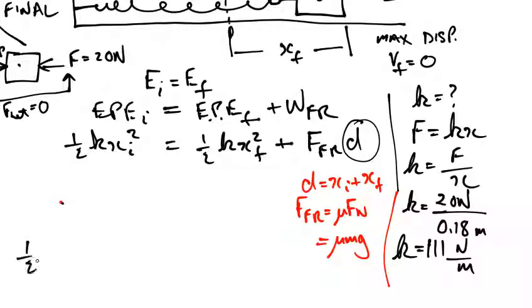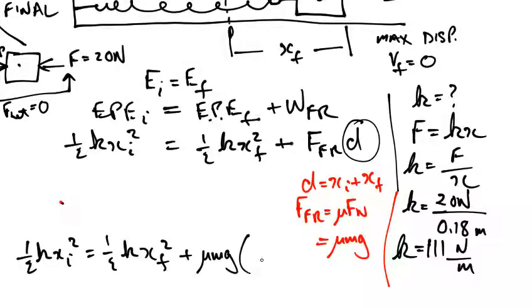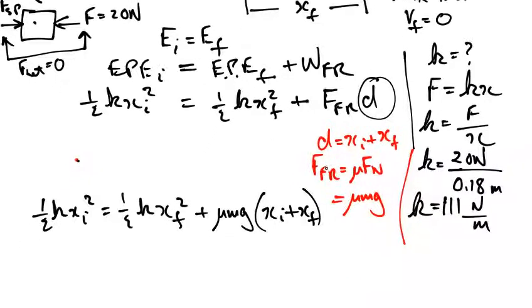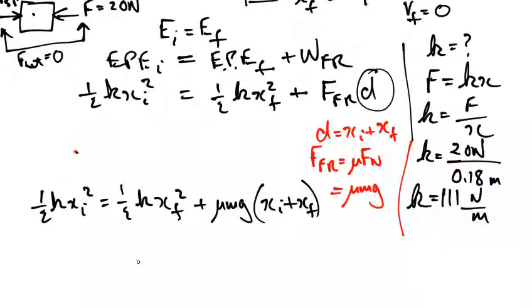Okay, so we've got 1/2 k xi squared is equal to 1/2 k xf squared plus the force of friction, which is mu mg, multiplied by a distance of xi plus xf. Okay, and we're looking to solve for xf. So what I would do here is expand this out and put everything on one side of the equation.